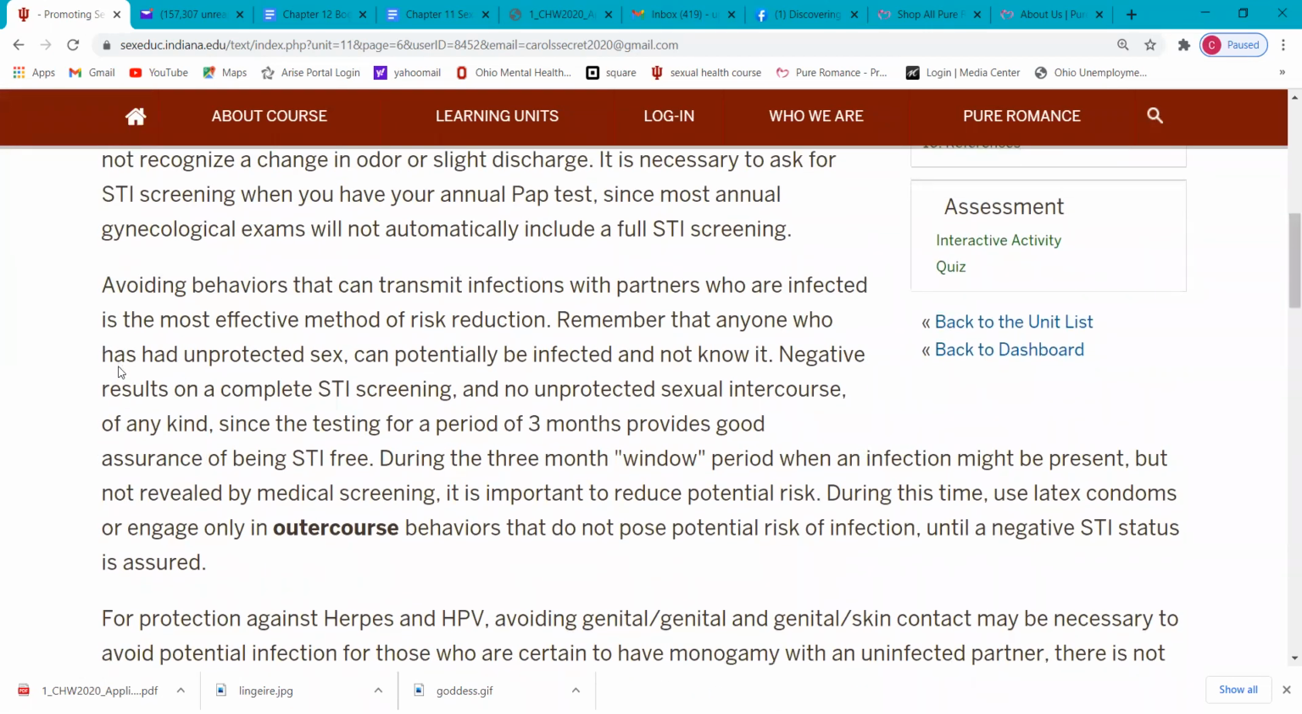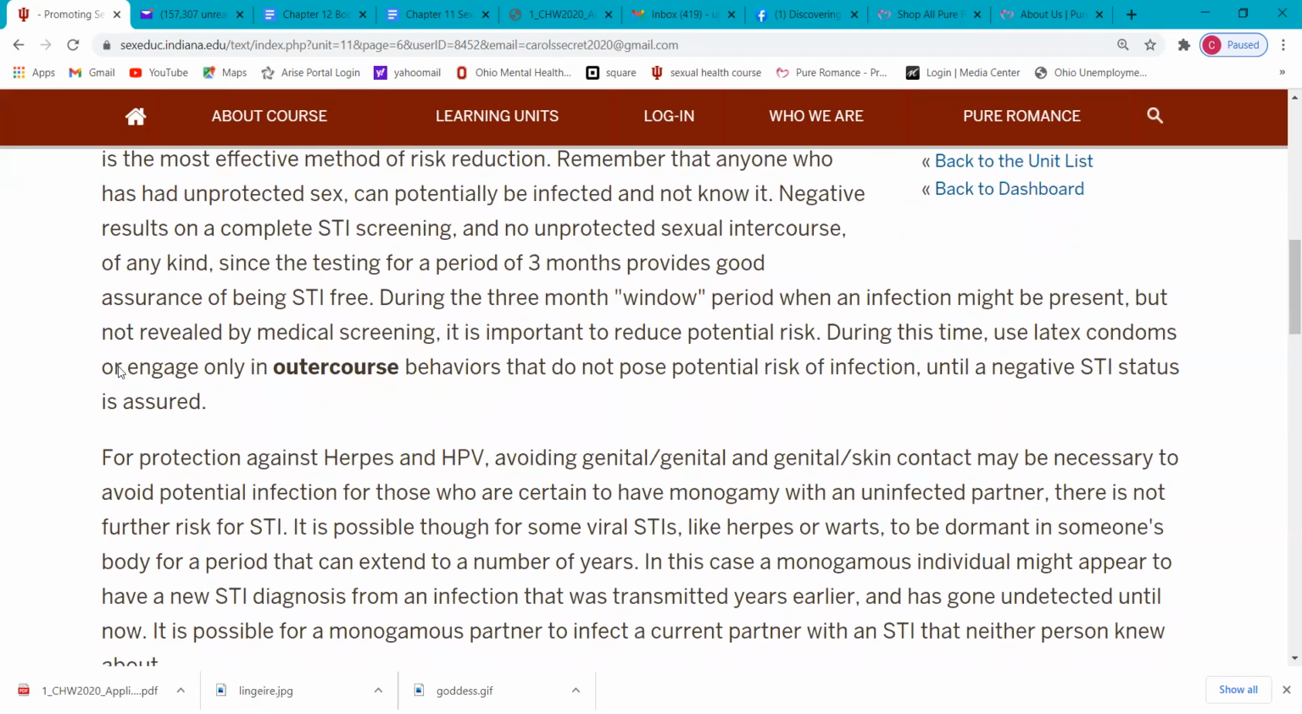Avoiding behaviors that can transmit infections with partners who are infected is one of the most effective methods to reduce the risk. Okay. Remember that anyone who has had unprotected sex can potentially be infected and not know it. So negative results on a complete STI screening and no unprotected sexual intercourse of any kind since the test, for a period of 3 months, provides good assurance of being STI free.